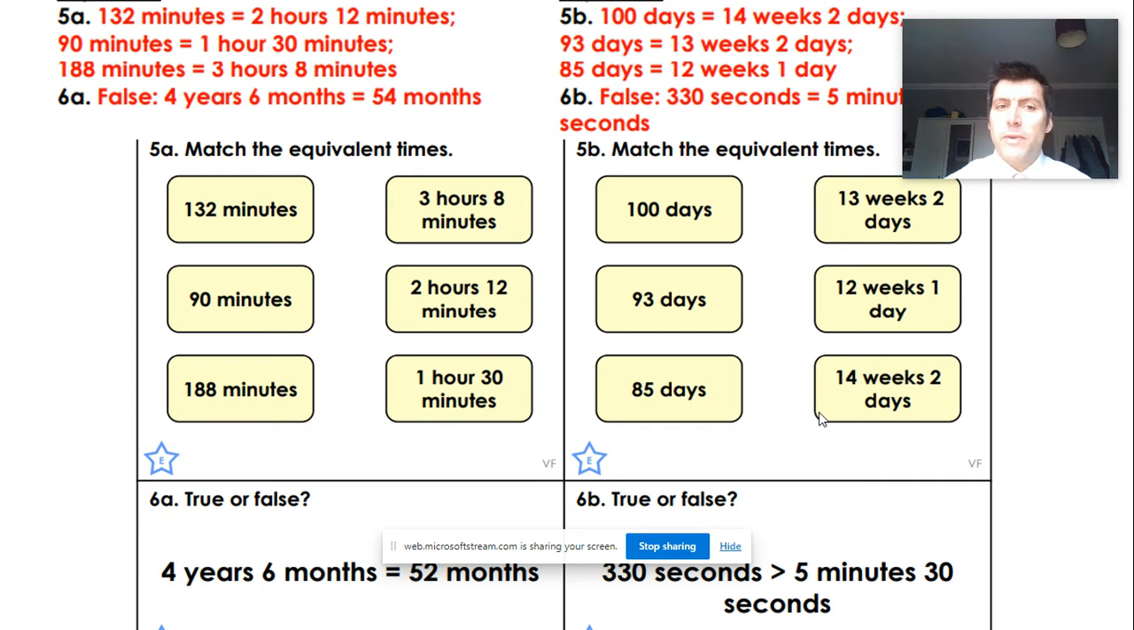Both 6A and 6B were false due to the fact that somebody might have forgotten that 4 years would be made up of 48 months, because 4 times 12. So 48 plus 6 is 54. Okay, and secondly, that somebody may have forgotten that 5 minutes is 300 seconds, so 300 add 30 is the same as 330 rather than being less than that.